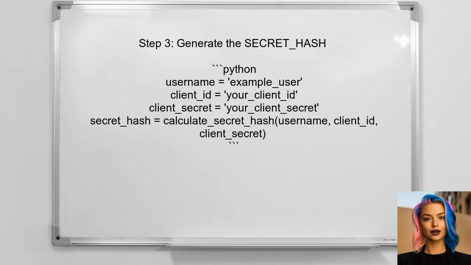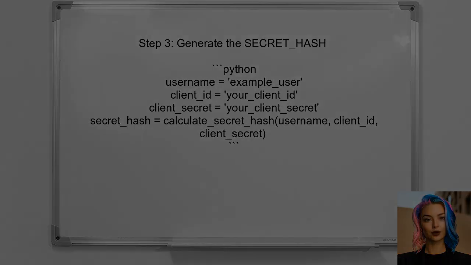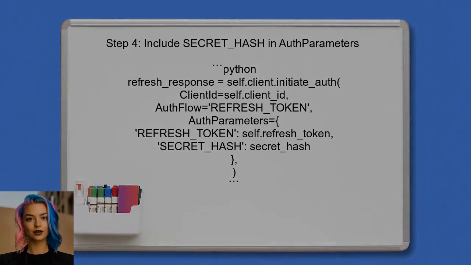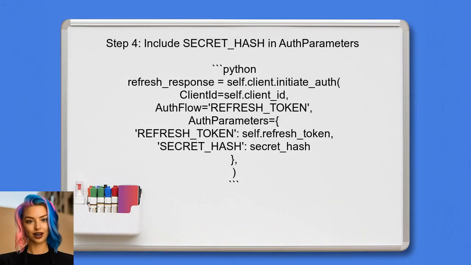Now the user can call this function to generate the secret hash. They need to pass in the username, client ID, and client secret. Finally, the user should include the secret hash in the auth parameters when calling the initiate auth method. This will ensure that the authentication request is properly authorized.